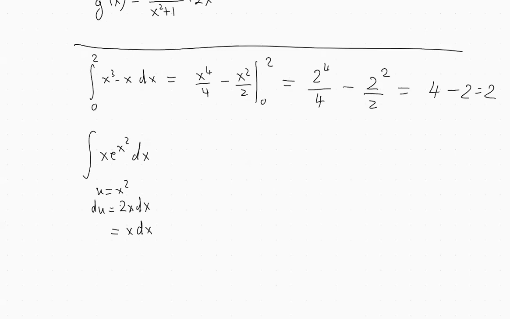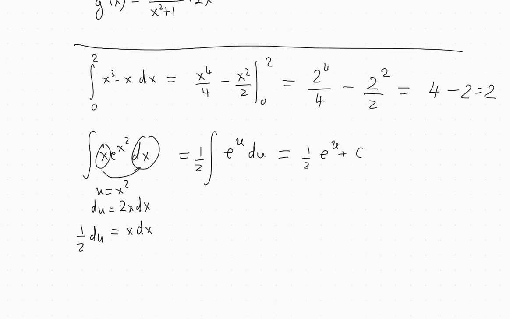So this will become e to the u, and now I need to write 1/2 du. I can put the 1/2 in front and just write the du, and this will give you 1/2 e to the u plus c. Okay, don't forget to go back to your original variable, which will give 1/2 e to the x squared plus c. Okay, and with that, we're done with the review problems.